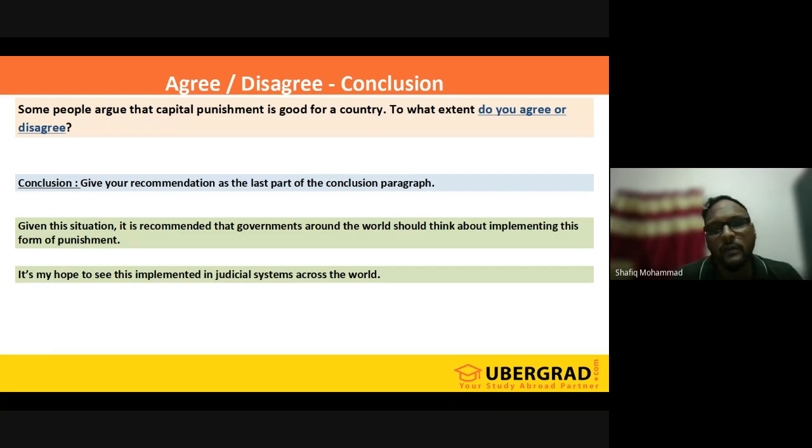And give the recommendation in the last part of the conclusion paragraph, something like, given this situation, it is recommended that governments around the world should think about implementing this form of punishment. Okay, it's my hope to see this implemented in judicial systems across the world. Some personal touch you're giving here. Last sentence in a conclusion.